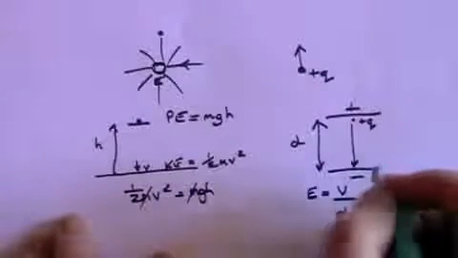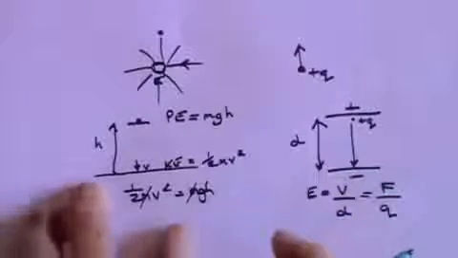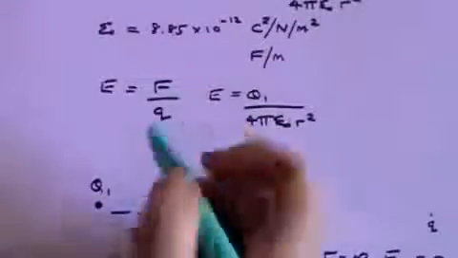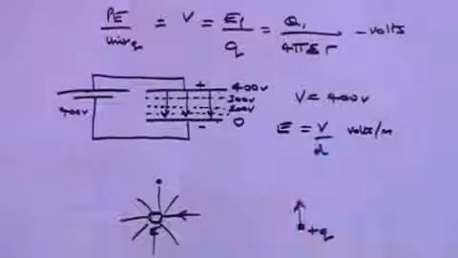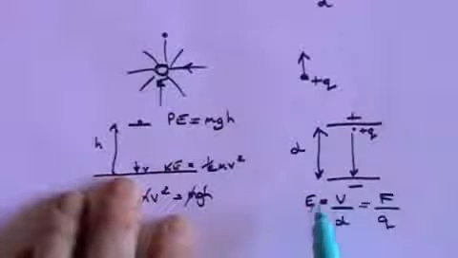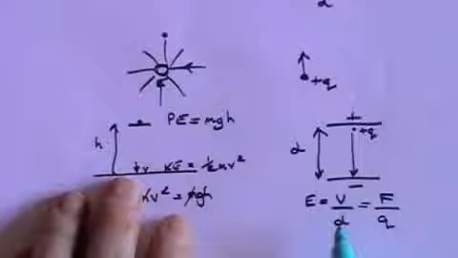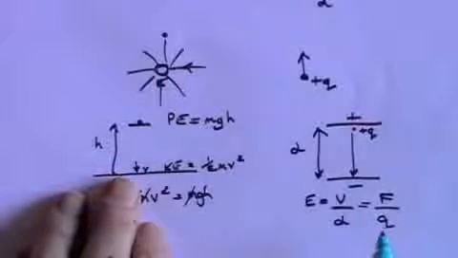But we also know that that equals force divided by charge, because that's how we defined the electric field: the force divided by charge. And here the electric field is the volts divided by distance, or the potential divided by distance. So we've now got two formulae for the electric field: V divided by D, where V is volts and D is the distance between the plates, and F divided by Q, the force on the charged particle per unit charge.